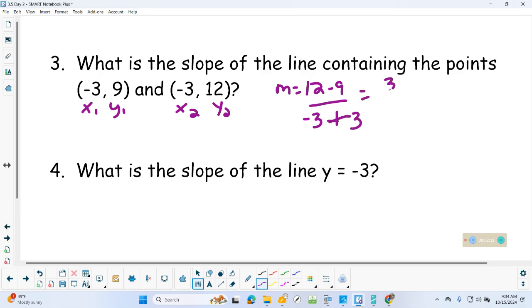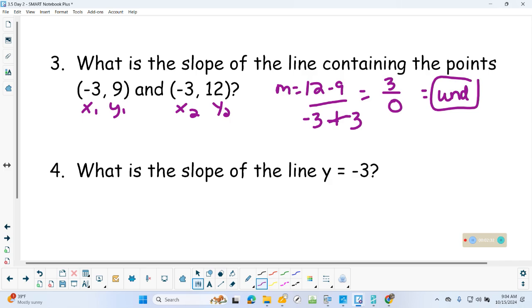So at the top, of course, 12 minus 9, 3. 0 on the bottom. What's your final answer? 0 or undefined? 0. Ooh, I hear both. I hear both. 0 under the line is undefined. You cannot divide by 0. I'm just going to abbreviate. I like it.